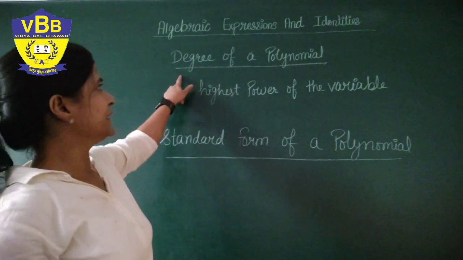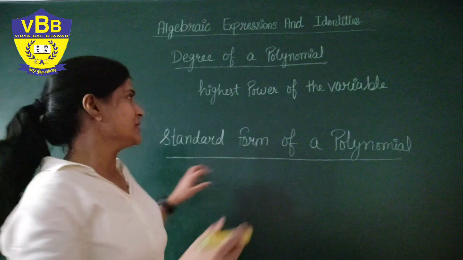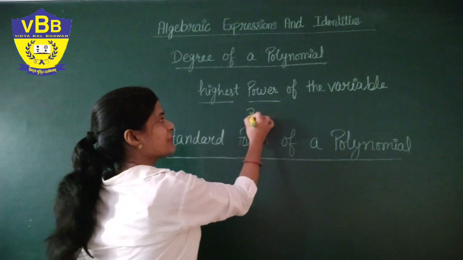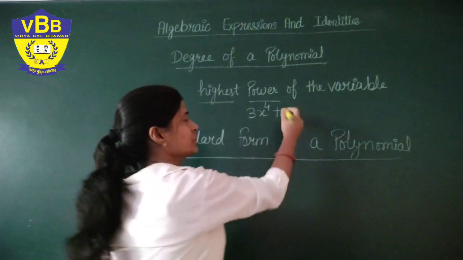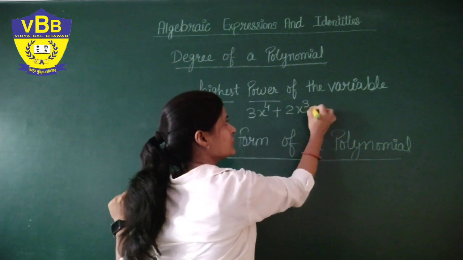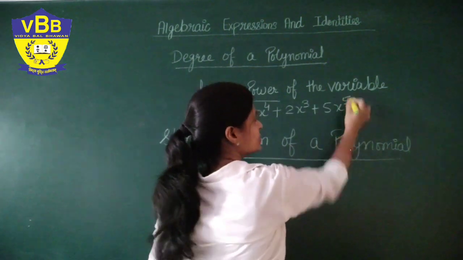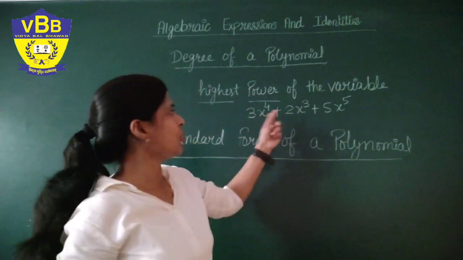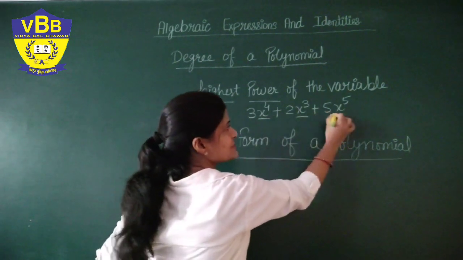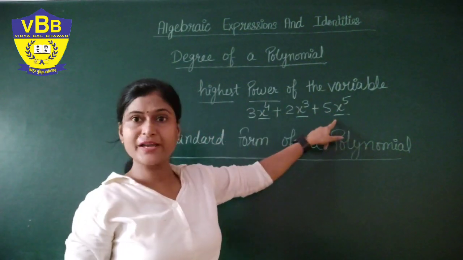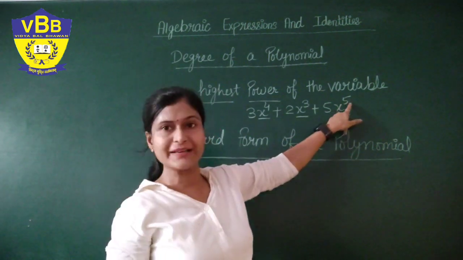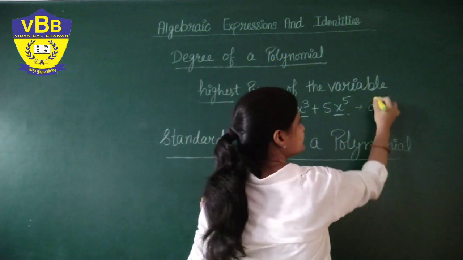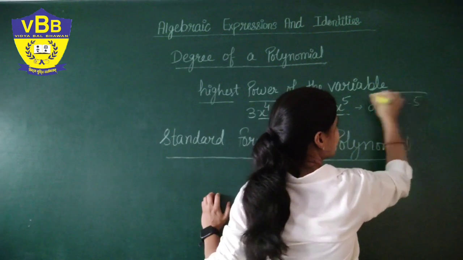Next topic is degree of a polynomial. What is the degree? It is the highest power of the variable. Let's take an example. If I am writing an expression 3x^4 plus 2x cube plus 5x^5, this is an algebraic expression. In this case, these all are variables, and we look at the highest power. The variable 5x^5 has the highest power 5, so the degree of this expression will be 5.